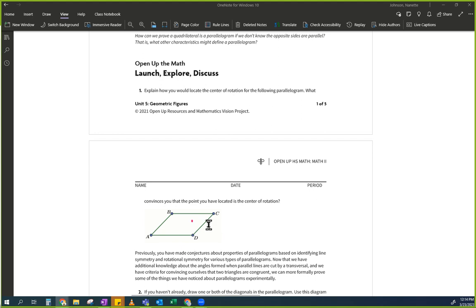Very good. Someone says BD. Oh, the midpoint of BD? That's interesting. We were just talking about BD, right? Someone else said the midpoint of AC, or even where they cross. That's going to be a perfect place. If I spun this thing around 180 degrees, does everybody see how A goes onto C and C goes onto A? That's what we're looking for.